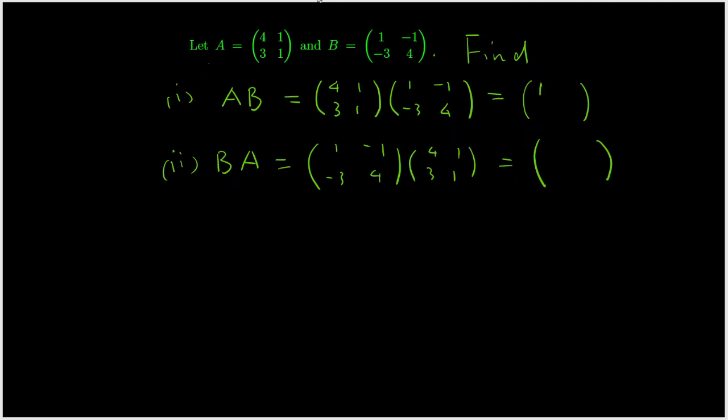It's 1, right? 4 times 1 is 4. 1 times -3 is -3. I think 4 minus 3 is 1. So do you have 1 at this location?